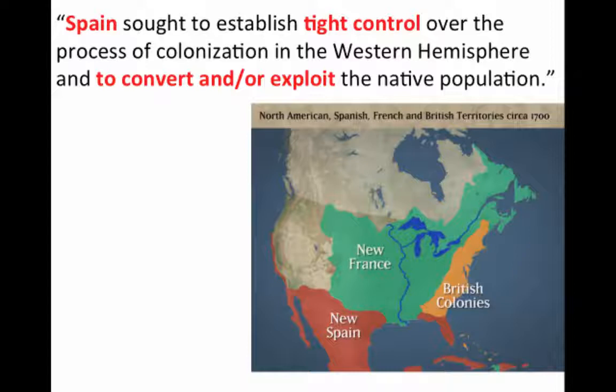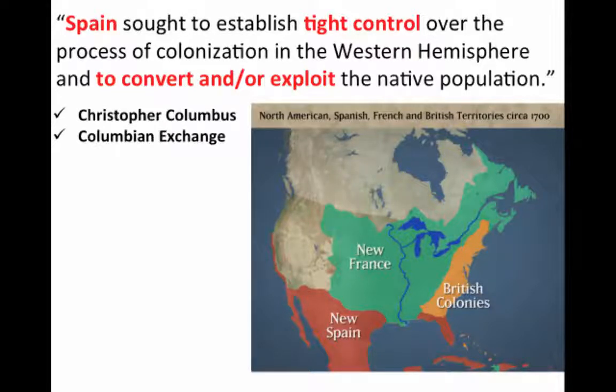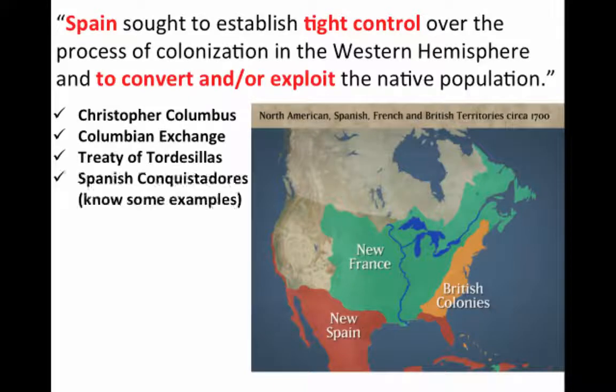A couple of quick things to remember. Columbus comes in 1492. You have the beginnings of the Columbian Exchange. They divide the New World up with the Treaty of Tordesillas between Spain and Portugal. You have some Spanish conquistadors who are running up into different areas of Florida and modern-day Arizona looking for riches and wealth like they found amongst the Incas and the Aztecs.